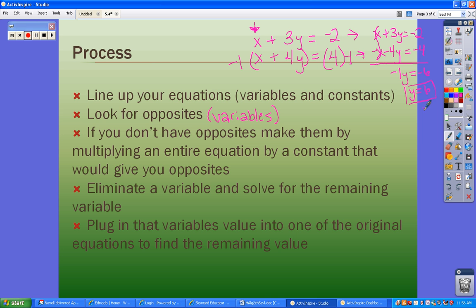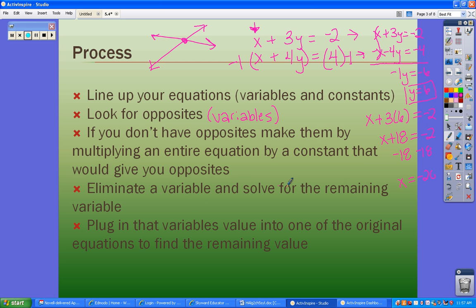After you find out y, again, we're looking for where these two lines cross, they intersect. We know this because when we solved by graphing, we were looking for that intersection point. I need to plug in y equals 6 to one of my two original equations. Pick your favorite. I like the first one a little bit more. So I have x plus 3 times 6 equals -2. X plus 18 equals -2. Subtract 18, subtract 18. X equals -20.